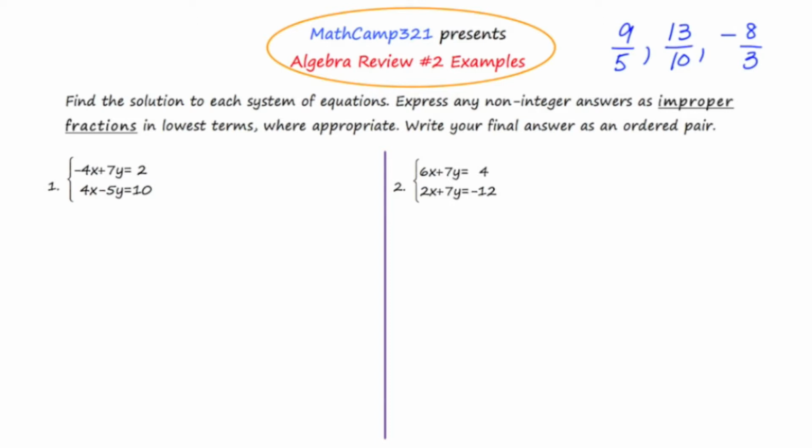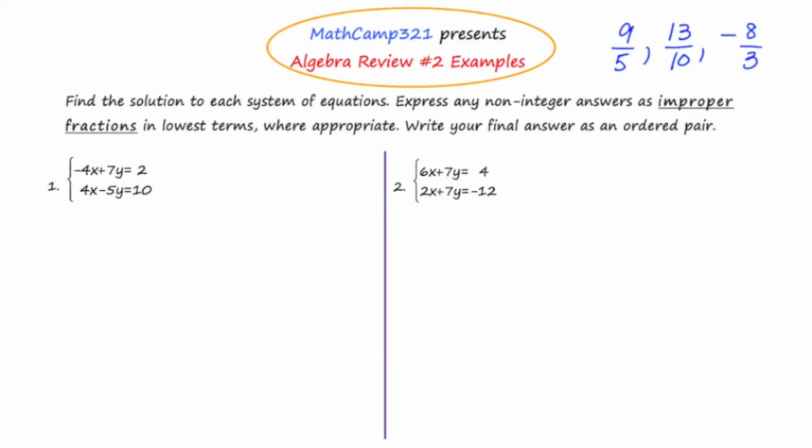Okay, anyway, let's take a look at system number 1. Negative 4x plus 7y equals 2, and 4x minus 5y is equal to 10. The first thing that you want to notice when you're doing a system of equations is whether the structure of the system is set up so that everything is organized in columns.